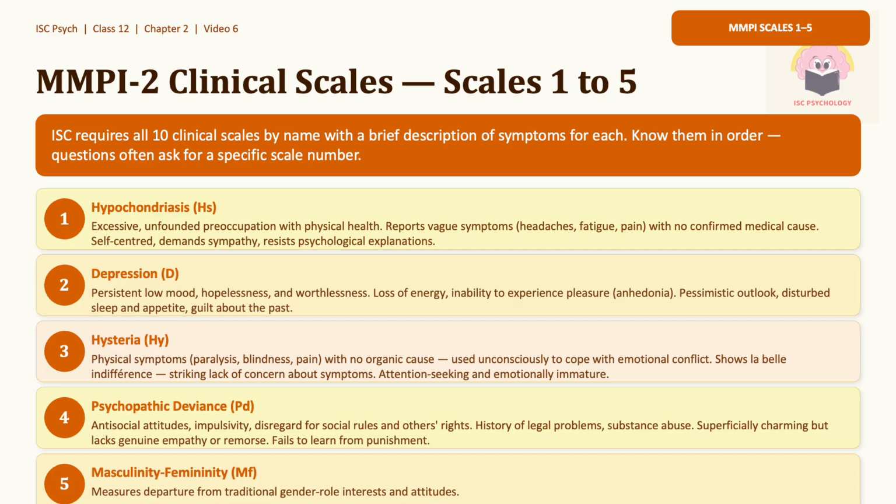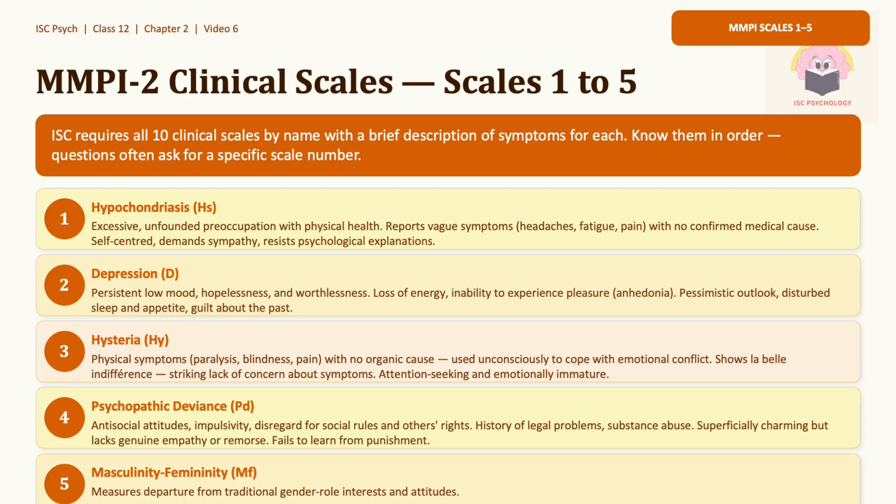Scale 3, Hysteria, denoted by HY. In the context of the MMPI, hysteria refers specifically to a pattern where psychological distress is expressed through physical symptoms, what modern psychiatry calls conversion disorder or somatic symptom disorder. A person scoring high on this scale tends to respond to stress and emotional conflict by developing physical symptoms like paralysis, blindness, seizures, or pain that have no clear organic cause.